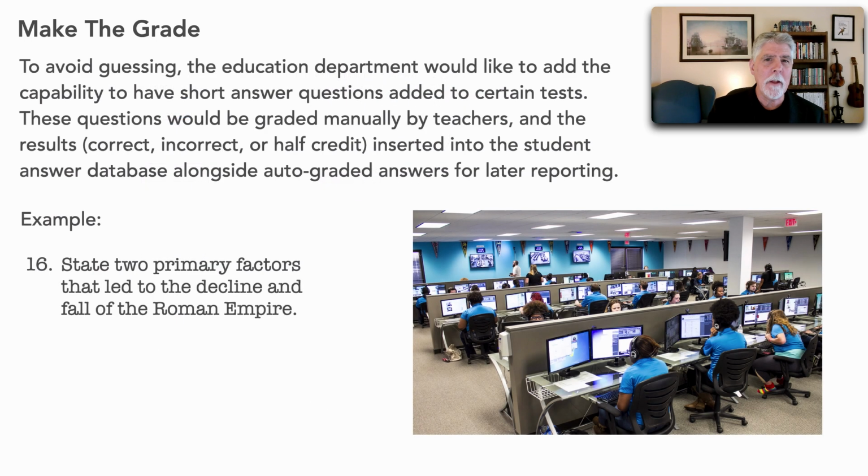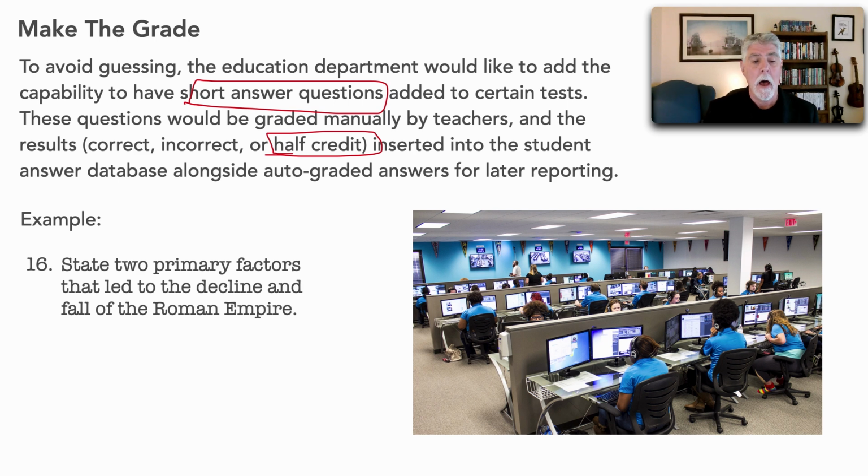You see, the education department wants more accuracy. So to avoid guessing, the education department would like to add the capability to have short answer questions added to certain grades and certain tests. Now, these questions would have to be graded manually by teachers, and then the results, correct, incorrect, or even a new result, half credit, then inserted into that student answer database alongside all of the auto-graded answers.